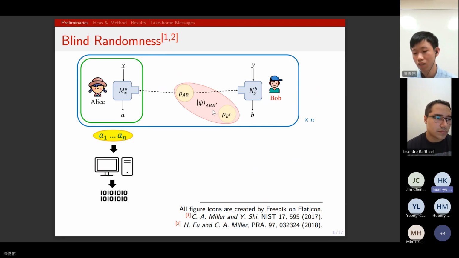Okay, I see. So in this sense, because of the constraints you added, the power of the adversary is not as strong as the standard assumption in many QKD protocols. Yes, yes. The extra constraint can place some restriction on the adversary. Okay, I see. Okay, thanks. Thanks for your question.